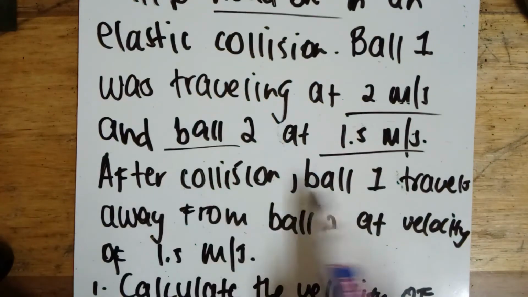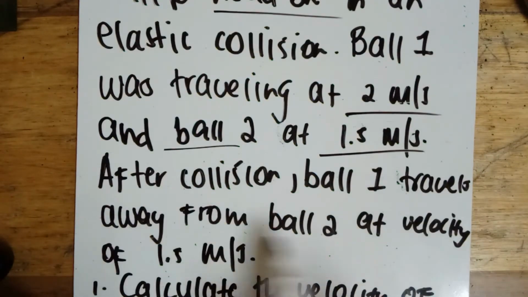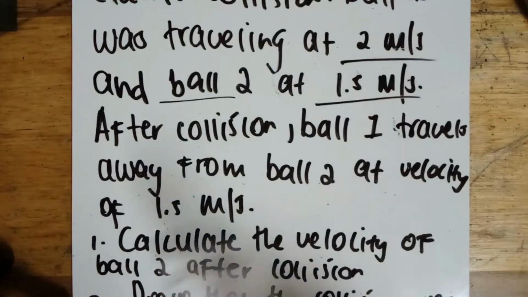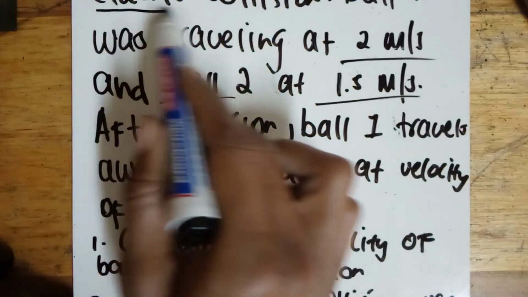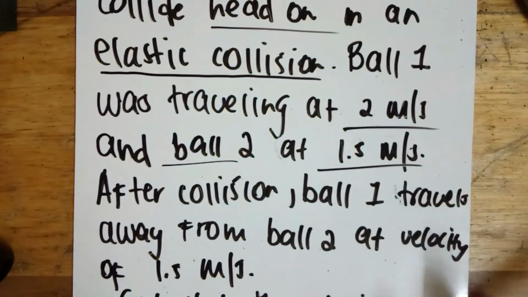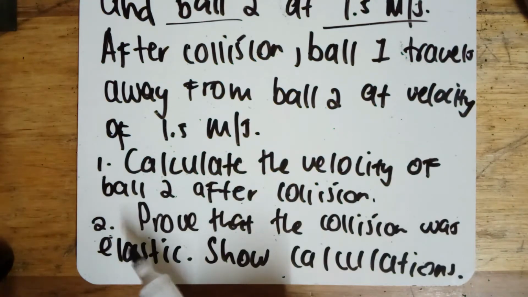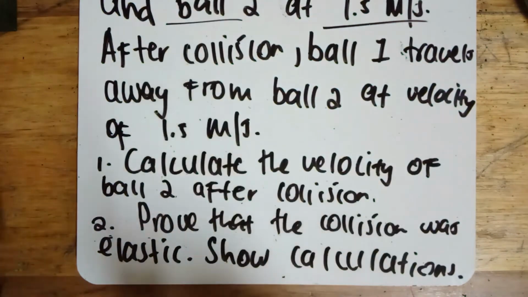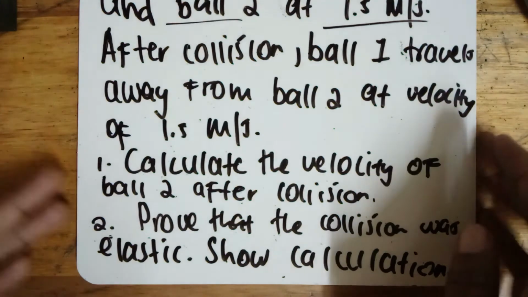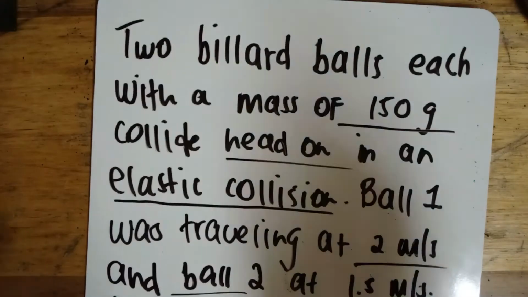After collision, ball 1 travels away from ball 2 at a velocity of 1.5 meters per second. Another thing to note is that it is an elastic collision. The first question is that we should calculate the velocity of ball 2 after they collide. The second question is that we should prove that this is in fact an elastic collision, and the question requires us to show calculations. So let's just get down to it.